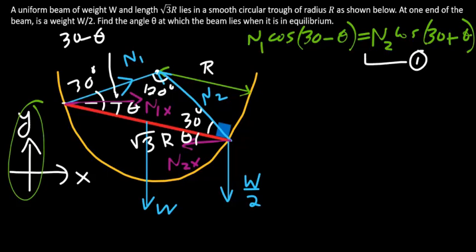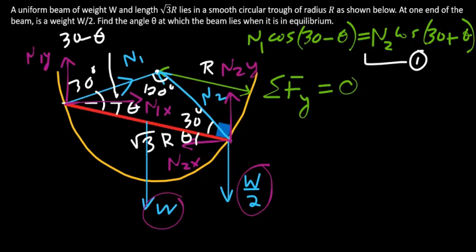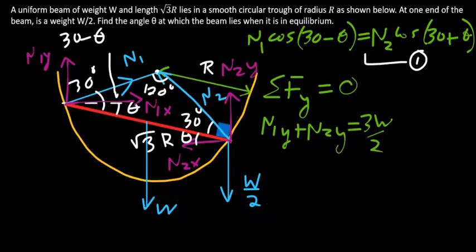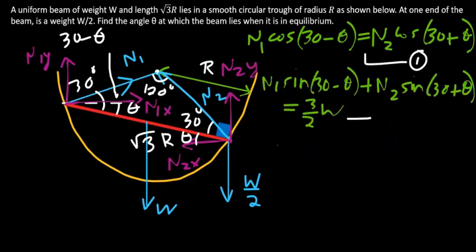Next, let's look at the y component of all the forces. The y component of all the forces must sum up to 0 as well. The y component of N1 will be heading upward, like that. Let's call it N1y. The y component of N2 will also be heading upward, N2y. W and W over 2 are heading downward, so they must balance out. So N1y plus N2y equals W plus W over 2, so 3W over 2. From the diagram, you see N1y is N1 sine of 30 minus theta, plus N2y is N2 times sine of 30 plus theta, and that equals 3W over 2. So we can call that equation 2.